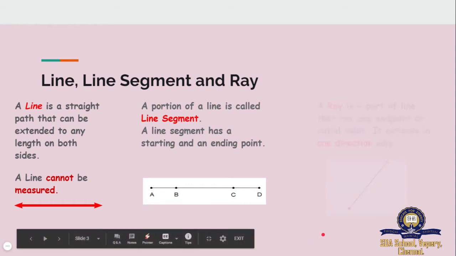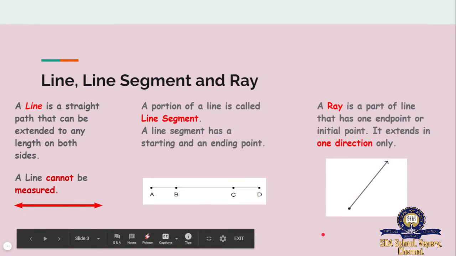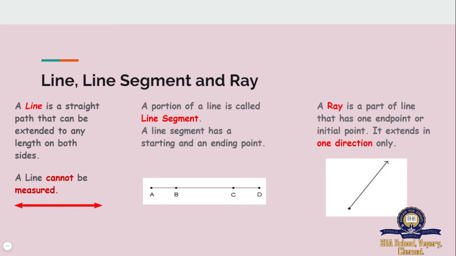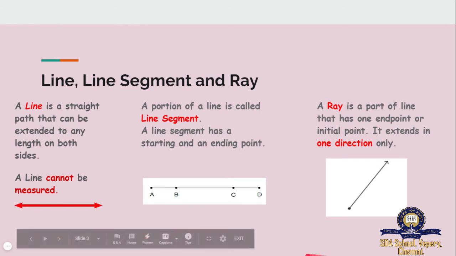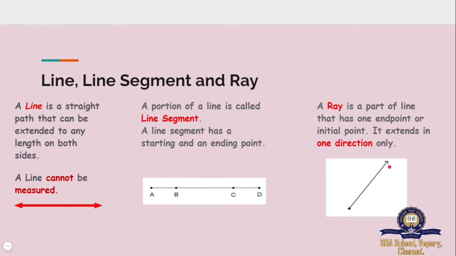Okay, next comes the ray. What is a ray? A ray is a part of a line that has one end point or initial point. It extends in one direction only. So a ray will have an initial point. This is the initial point and it will keep on extending. They have kept an arrow mark, which means it will keep on extending. There is no end point. So this is the difference between line, line segment and ray.